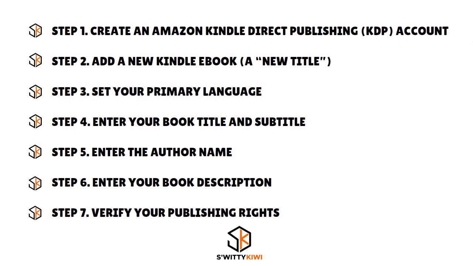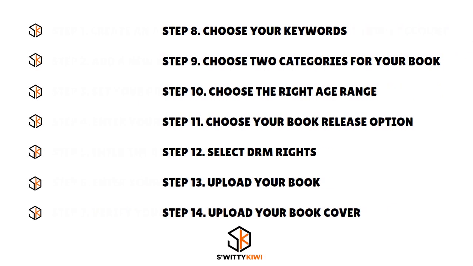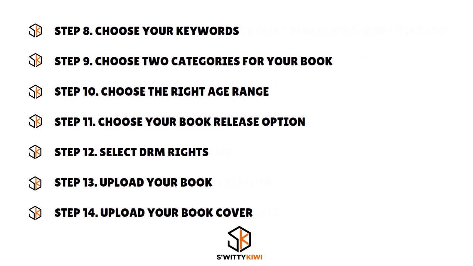Verify your publishing rights. Amazon wants to make sure you own the IP rights to that book. Choose your keywords, very important. Choose 2 categories for your book. Choose the right age range if this applies. Choose your book release option. You want to select DRM rights, we're speaking about digital rights management. And you want to upload your book, upload your book cover, and preview your book.